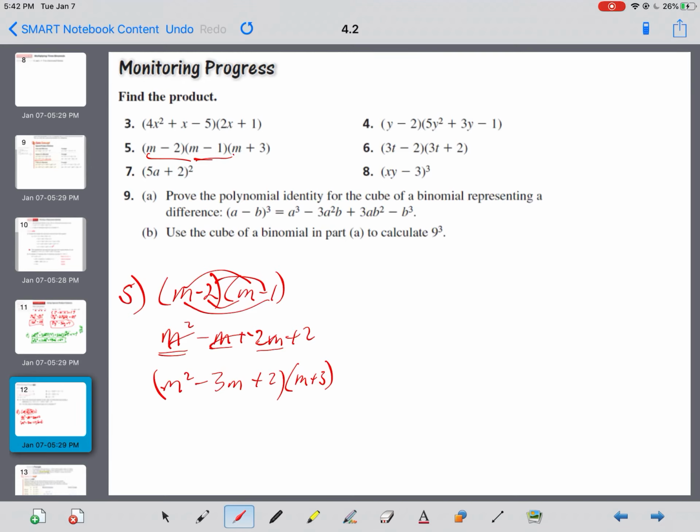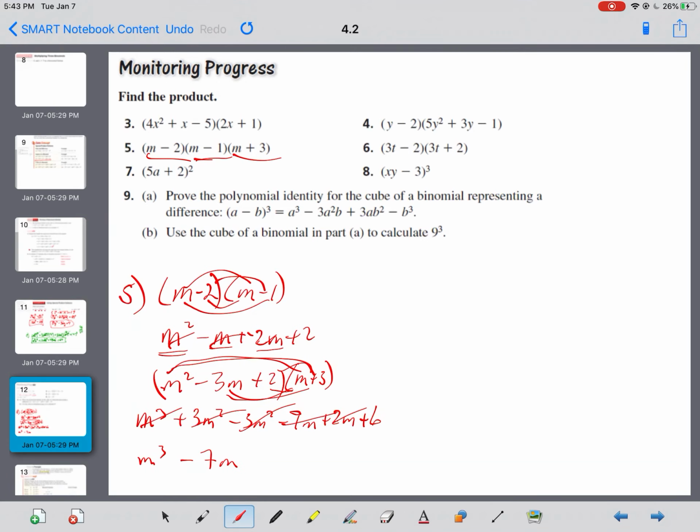Did those. Now we've got to do times that last piece, m plus 3. Don't forget all your pieces. M squared times m is m cubed. 3m squared. Negative 3m squared. Negative 9m. 2m. 6. They're all next to each other. M cubed. That goes to 0. Negative 9m and 2m is negative 7m. And 6.